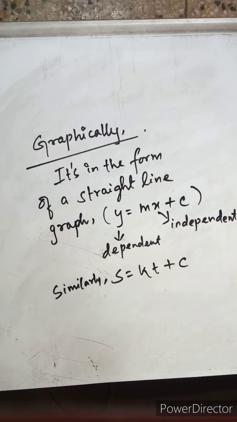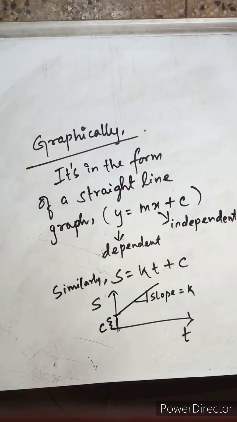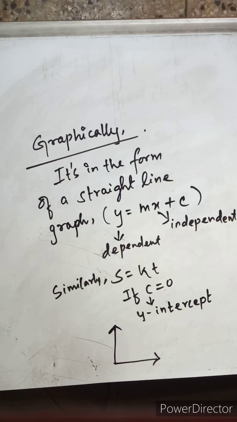And so similarly we have s is equal to k times t plus c. C is another constant like k. Okay, so s remains on the dependent axis and t remains on the independent axis. And so we have a straight line where c is the y-intercept, as you can see over there. C is the y-intercept, and the slope that we obtain is nothing but k, because it is mx, so that is kt, so k is the slope over here.